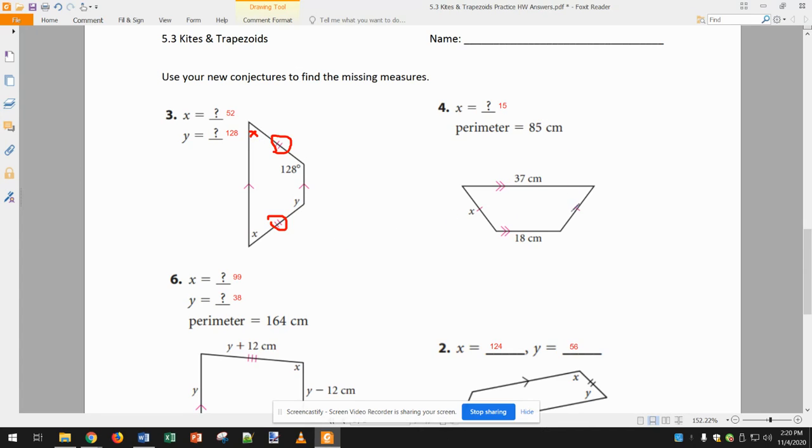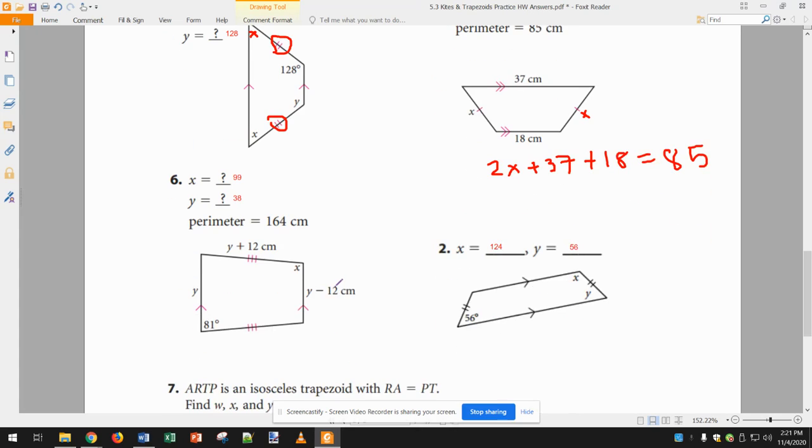Number 4, another isosceles trapezoid. So these sides are both x. So you could set up an equation, 2x plus 37 plus 18, and that's going to equal the perimeter 85. And then subtract everything on the other side and divide by 2. Then you should get 15 for x.